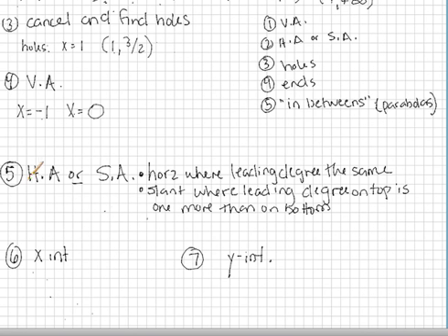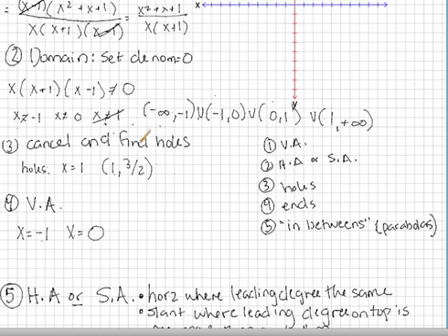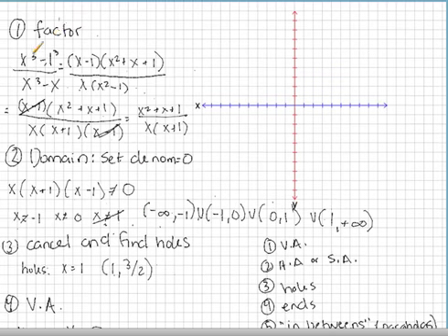So next we're going to go ahead and find our horizontal asymptotes or our slant asymptotes. You will either have one or the other. You will never have both. So you're going to have a horizontal asymptote if your leading degree, meaning the largest exponent of your top and your bottom, are the same. So in this case, I have a leading degree of 3 on the top and a leading degree of 3 on the bottom. So I am going to have a horizontal asymptote.